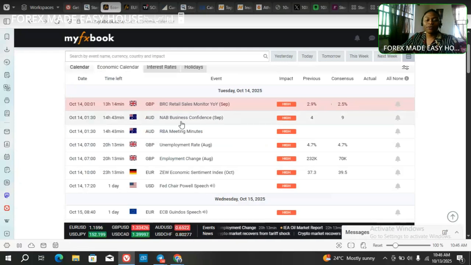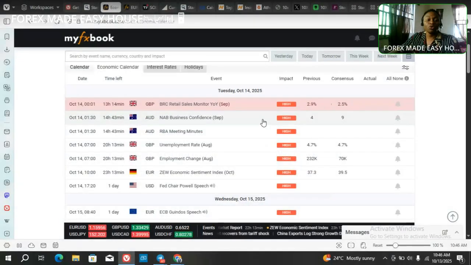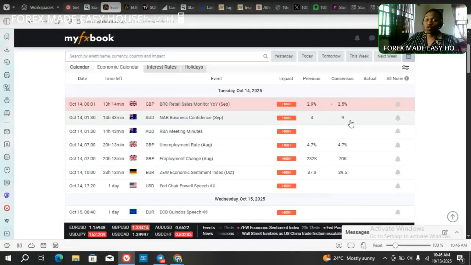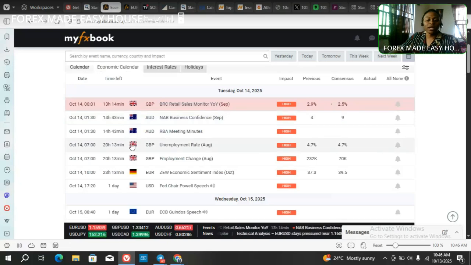Then we have by 1:30 a.m. West African time the NAB business confidence, which has to do with the businesses in Australia. What is their confidence about the economy of Australia? The previous figure is 4. Okay, the experts are saying that it will turn out to be 9. So if you see a figure higher than 9, it is good. If you see a figure lower than 9, it is bad. Okay, if you see a figure exactly as 9, it is good. Okay, because now 9 is higher than the previous, which means businesses in Australia are very happy and they are booming. Okay, so the currency will be very strong.